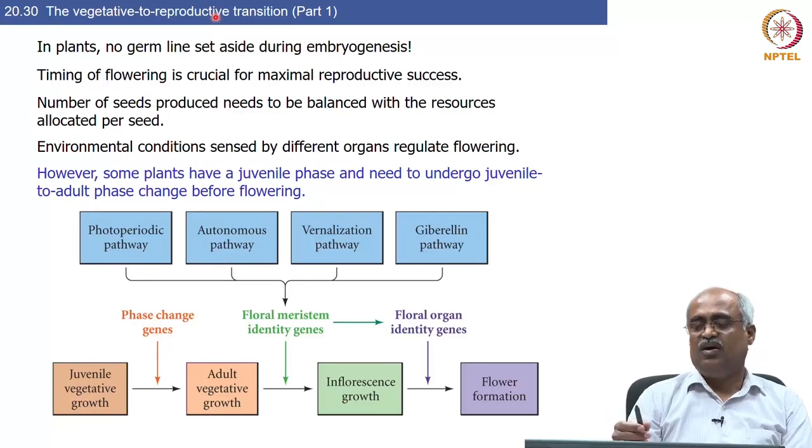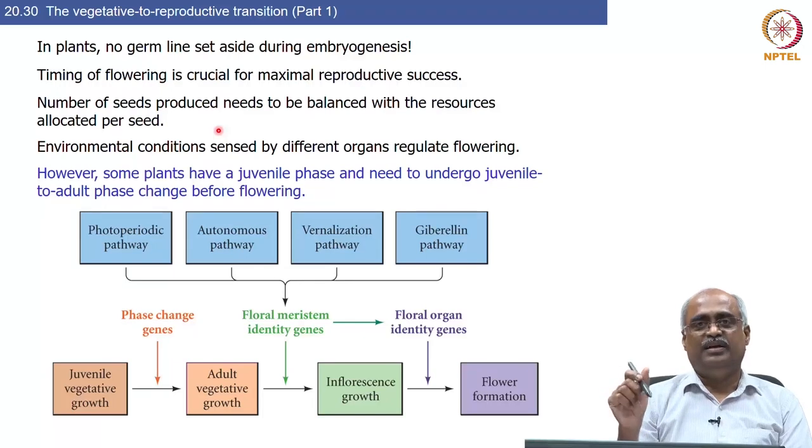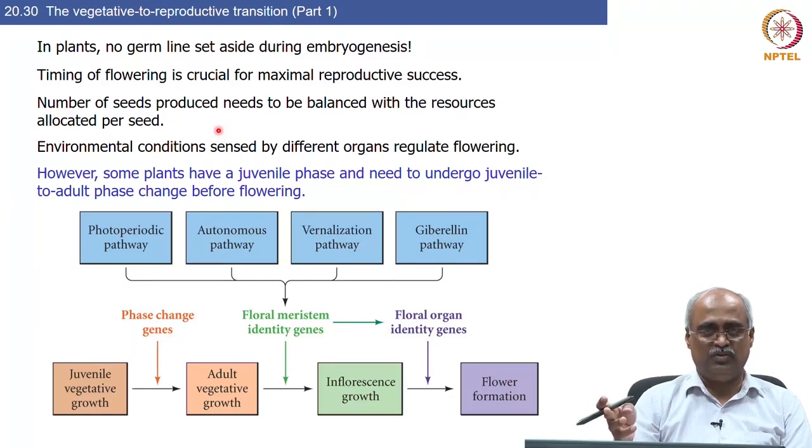I have just alluded to the importance of the light. Okay, and second, the number of seeds produced needs to be balanced with the resources allocated per seed. So if you provide a seed lot more than the food reserve it needs, then you will end up producing only fewer seeds, and that may not be evolutionarily successful.